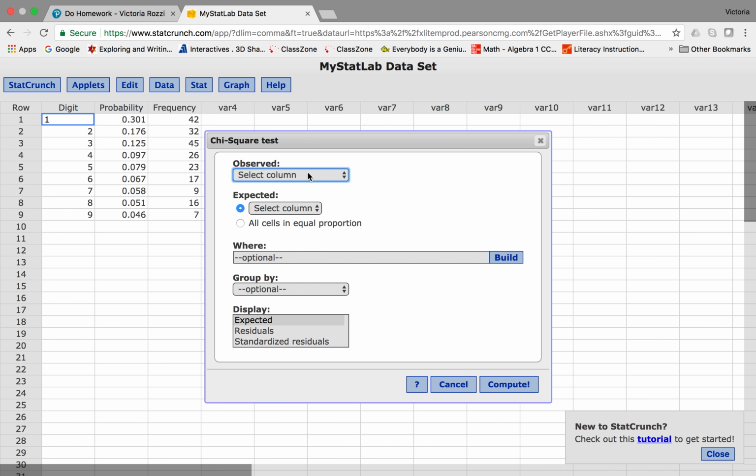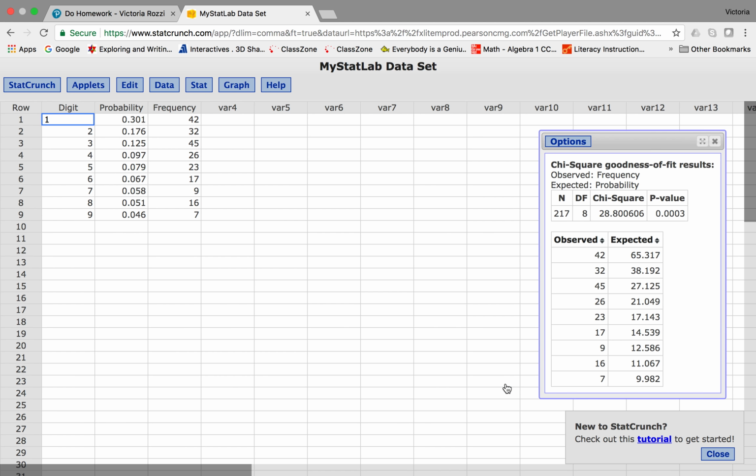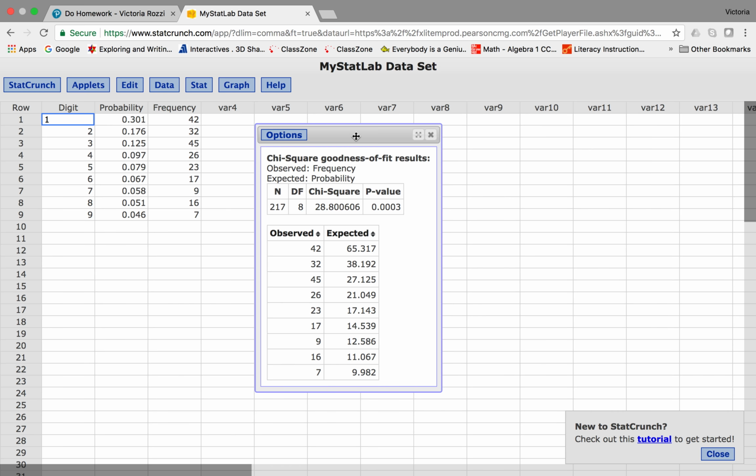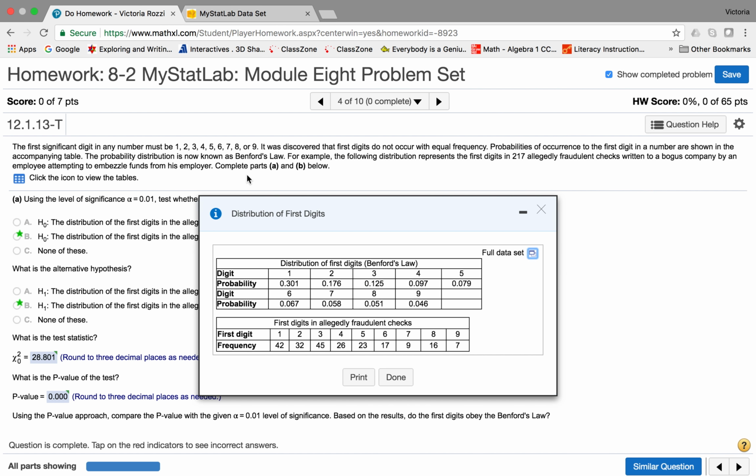Now in doing this, your observed is the frequency of each one of the digits that was observed in those 217 checks. So we're going to pick frequency as our observed column. And then the expected is the probability of each one, which is Benford's law. And then click compute. So if you look here, what I end up getting is my chi-square value being 28.80, we'll call it.